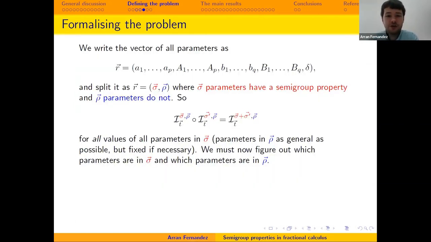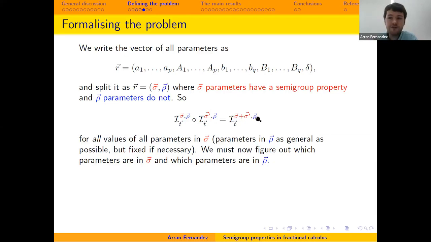So let's formalize the problem. We write the vector of all parameters as R. So that's a 2p plus 2q plus 1 dimensional vector. We split it into red parameters and blue parameters. So semigroup in the red ones, not in the blue ones. So what does this semigroup mean? We take a composition of two operators like this, red plus red, and blue just stays the same in all three operators.